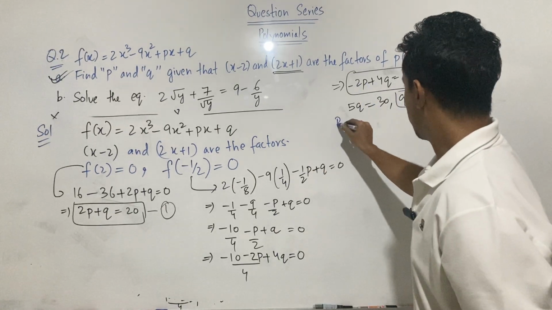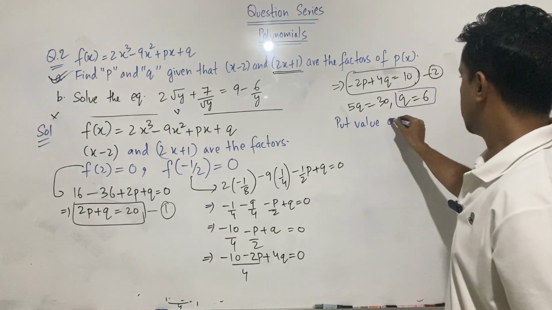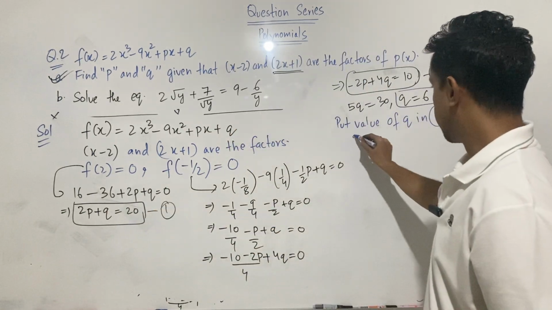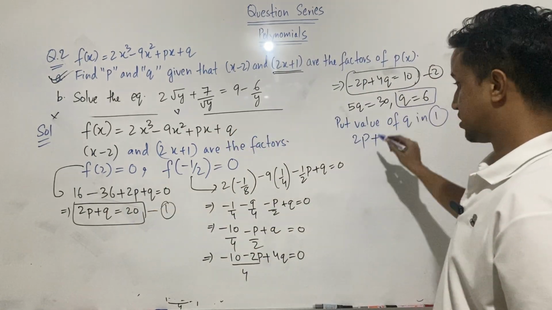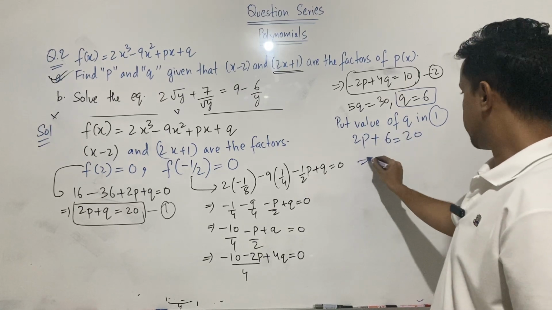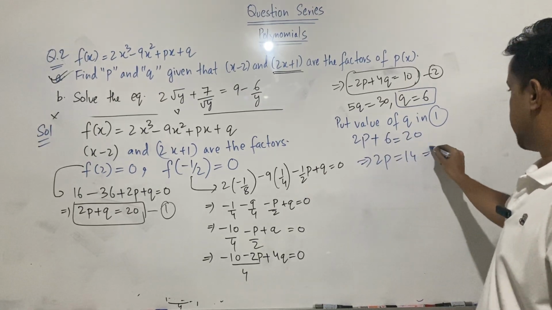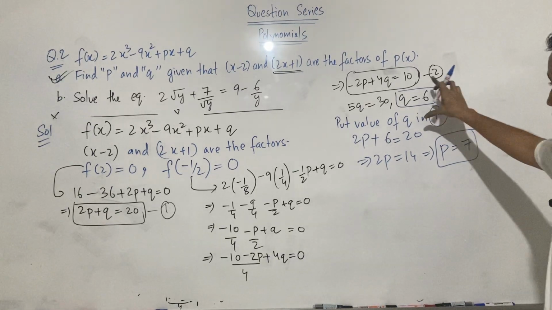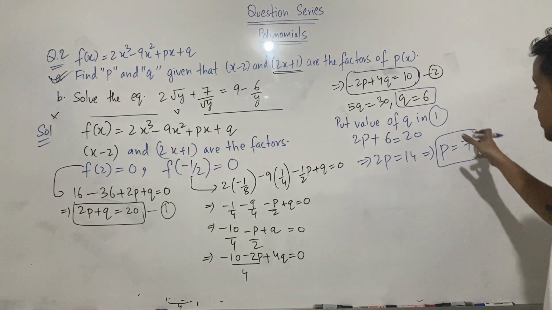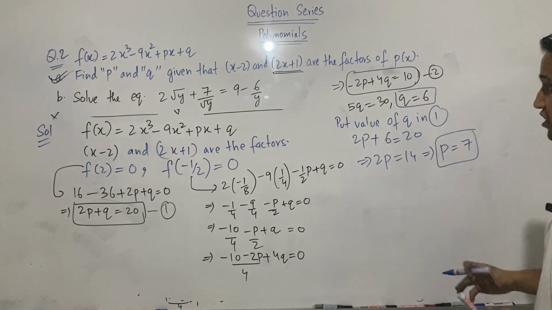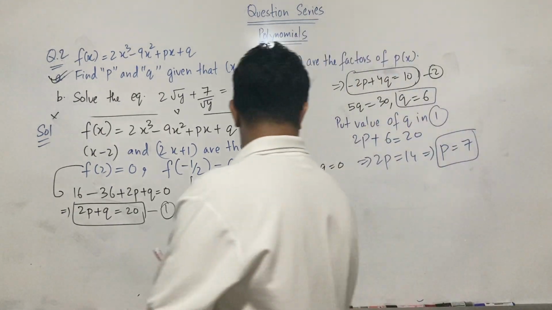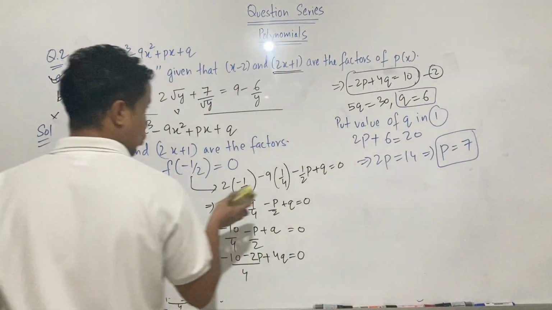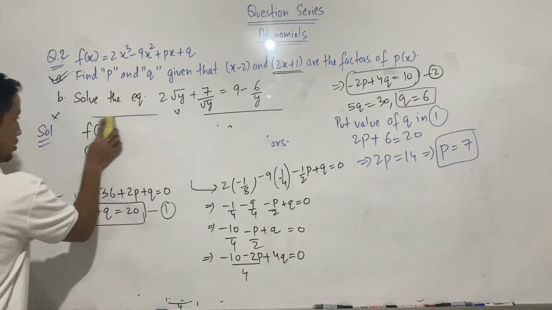Now put the value of q in equation 1. If I put the value of q in 1, then it will become 2p plus 6 equals 20. It means 2p equals 14, which means p is 7. Okay, I hope you get the same values. So p is 7 and q is 6.